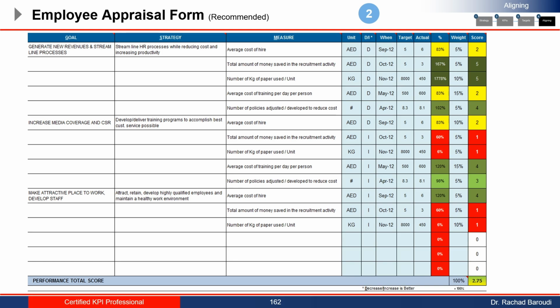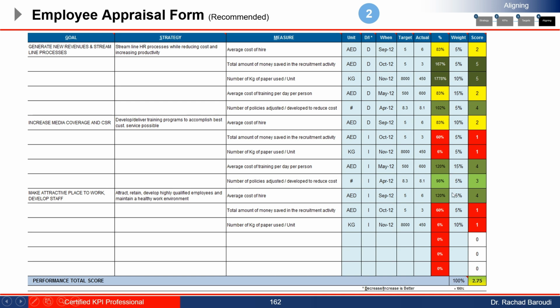What we are calling for here is really to have a very clear composition of all the above, where you have the goal of the corporation, the strategy of the people, and then the measures or the KPIs of the employees, with the unit, direct or indirect. Here is the polarity, if you remember, decrease is better or increase is better. When we need to accomplish this task, this is the target, this is the actual, and automatically the Excel sheet will calculate the percentage plus give the color status.